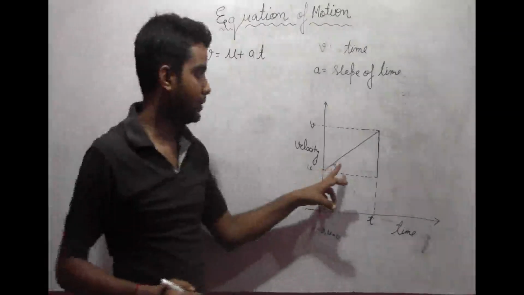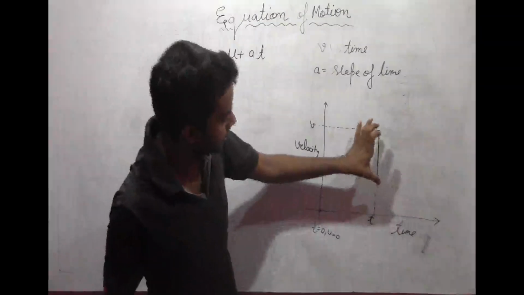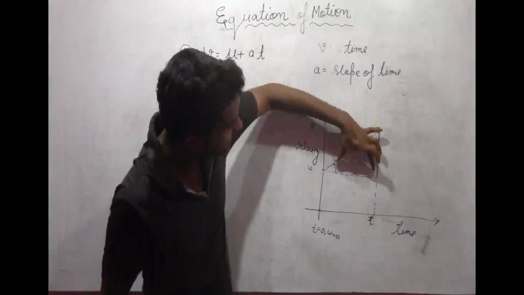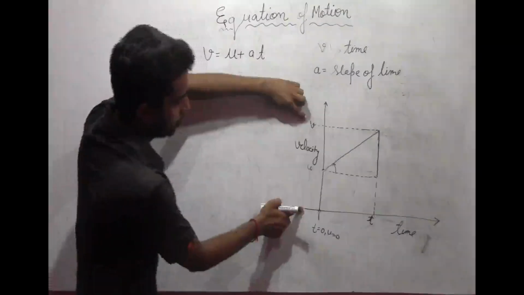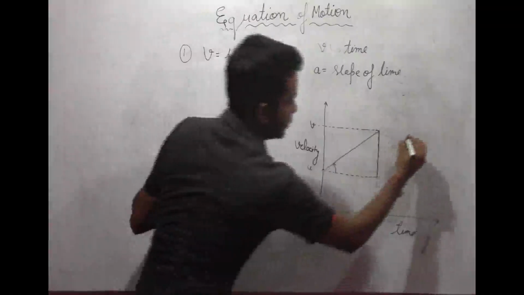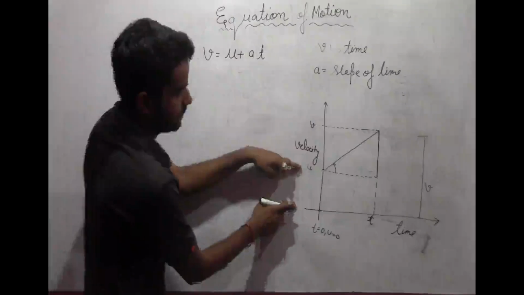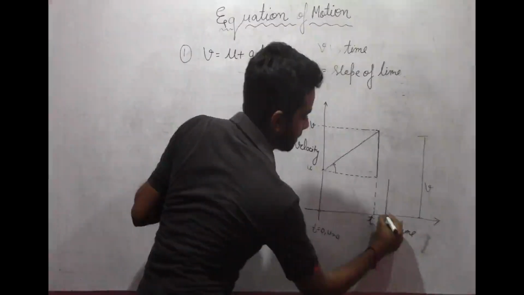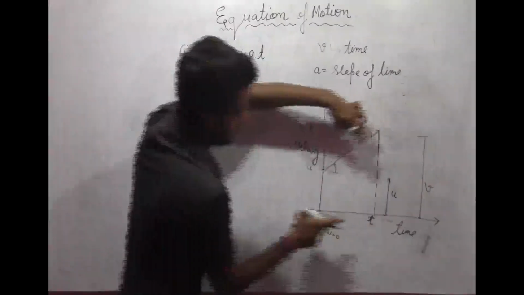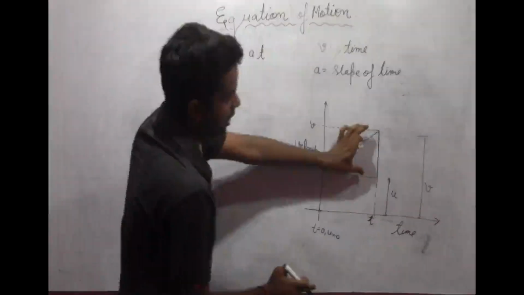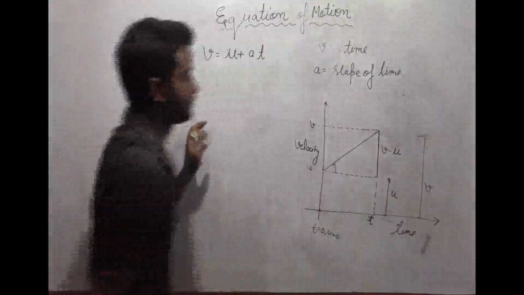Remember it. How can you calculate the slope of the line? You calculate this distance upon this distance. What is its distance? The whole part is v, and this one part is u. Then how much will it be? It becomes v minus u.